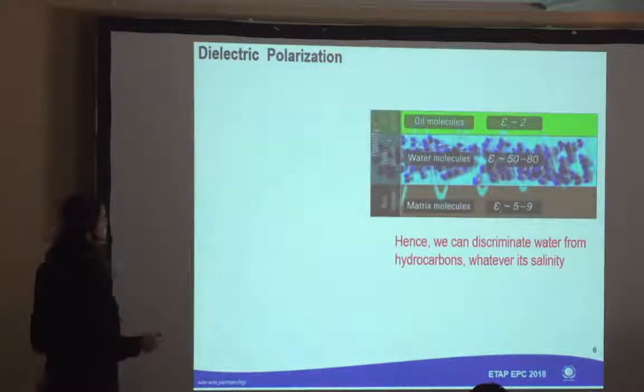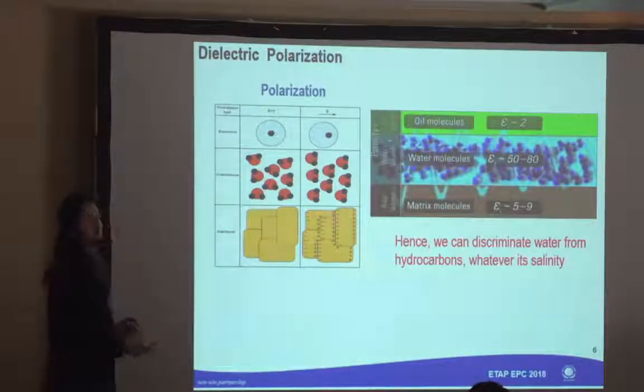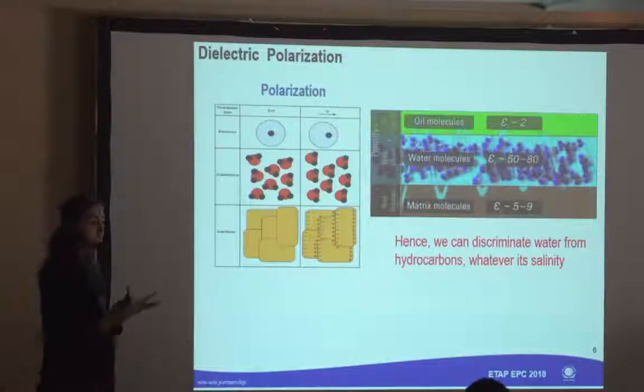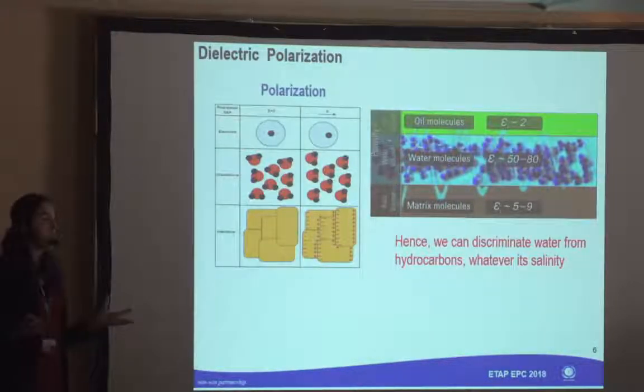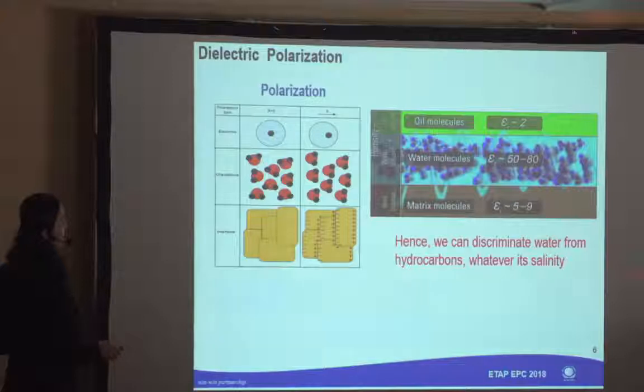As we see here, the permittivity of the water molecules is in the order of 50 or 80, while the oil molecule is around 2. Matrix is around 5 to 9 for the different lithology, for the different mineralogy. This contrast makes this parameter very interesting to evaluate our fluid type. So whatever the salinity, we can differentiate between the water and the hydrocarbon.